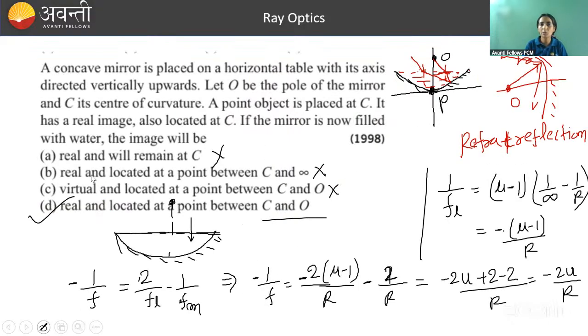So what is the concept of this question? You just have to know how to calculate the focal length of silvered lenses. In this case, initially a lens was not given, a mirror was given. You are pouring water in it. That will now behave like a silvered lens. So you just need to calculate the focal length of the system.